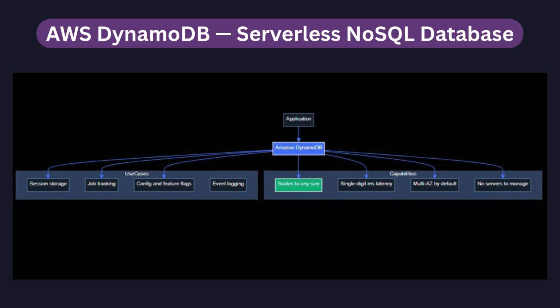It is schemaless, meaning each item in a table can have different attributes, making it flexible for evolving applications. Common use cases include session storage, job tracking, configuration management, feature flags, and event logging.